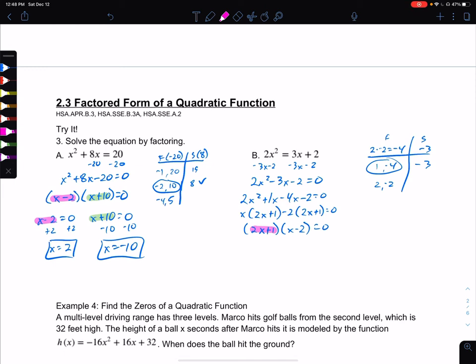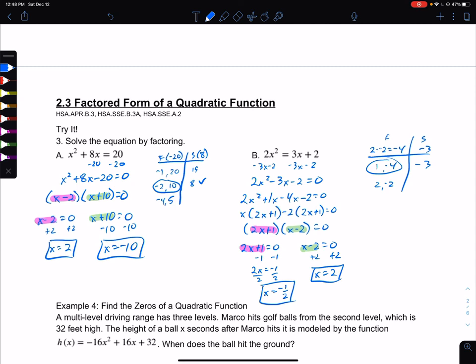Okay. Now that I've factored this, I can use the zero product property and set each piece equal to 0. So here I would have x equals negative 1/2. And here I would have x equals 2.